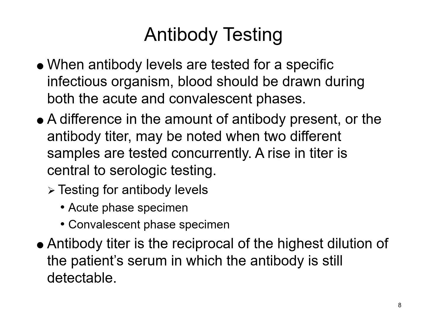And so when antibody levels are tested for a specific infectious organism, we should draw blood during both the acute and convalescent phases. You can actually have a difference in the amount of antibody that's present, and what we are going to talk about and look at is an antibody titer. It can be noted with the 2 different samples that you're testing for that patient. So a rise in titer is central to serological testing, and you can see the difference in these levels in the acute phase versus the convalescent phase.